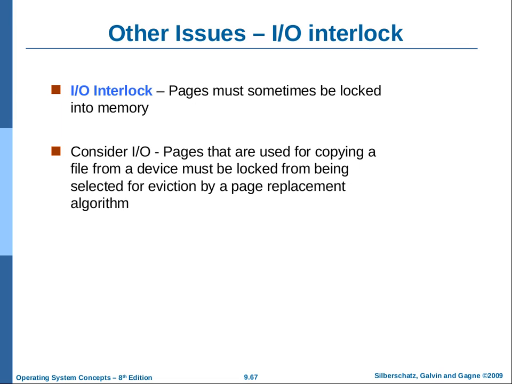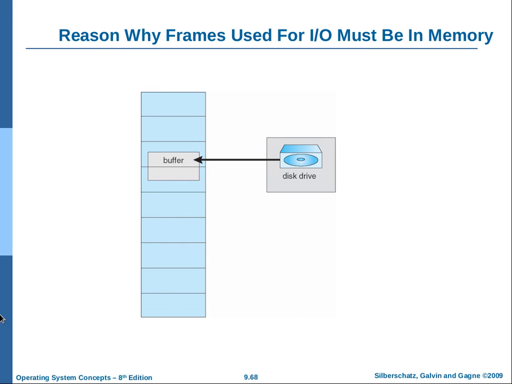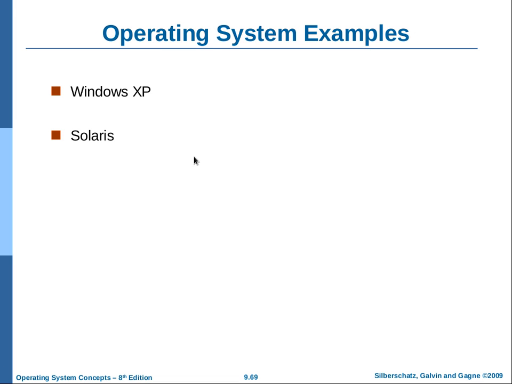Something called I/O interlock. If a page or memory is being locked because it's waiting for I/O to write to it so that a process can read from it afterwards, you actually need to lock the pages. For example, if these two pages are where a buffer is about to be written to, the operating system needs to lock these pages and make sure they cannot be replaced, because we need to wait for the I/O to complete. That's just an issue you have to keep in the back of your mind.